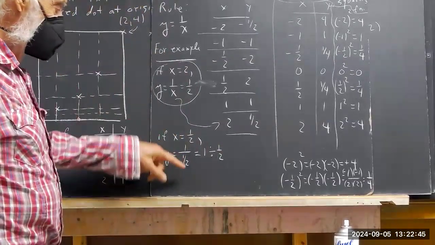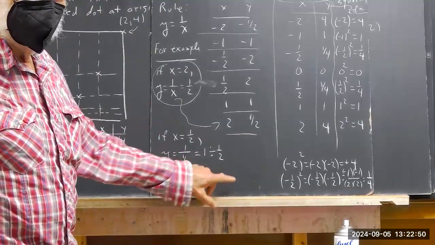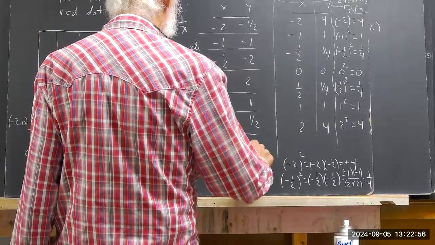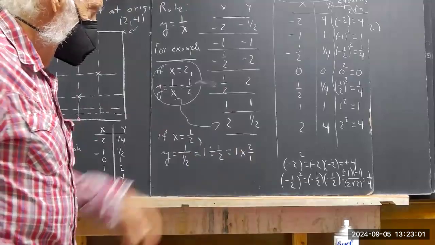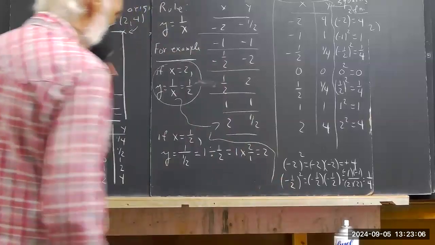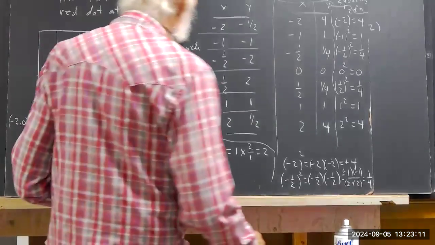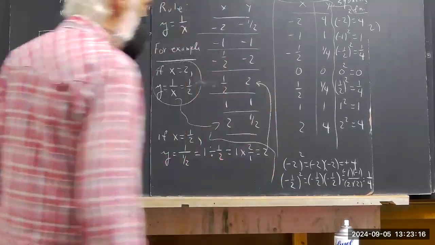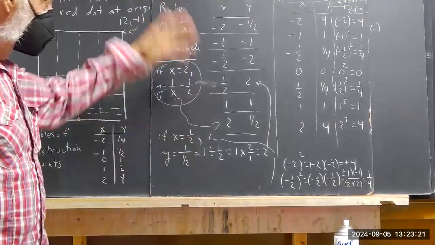When you have something over a fraction, that means that thing is divided by the fraction. That means you invert it and multiply, and you get 2 in this case. Okay. Now you see that in this one. And you can get the rest of them.